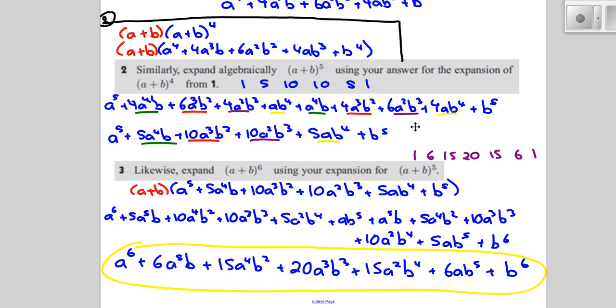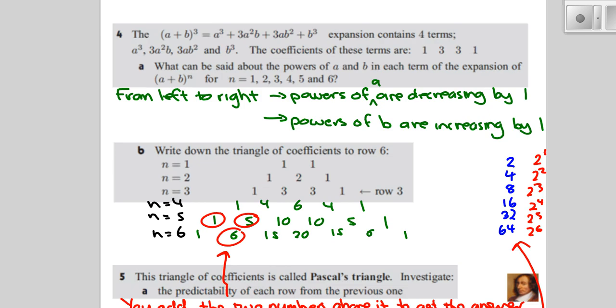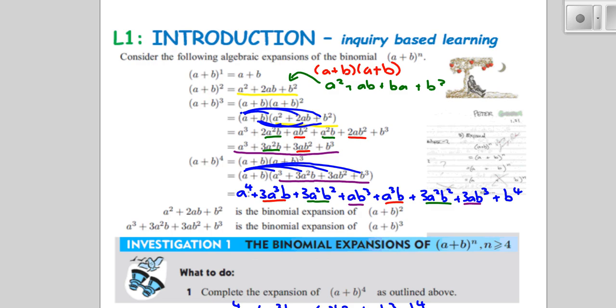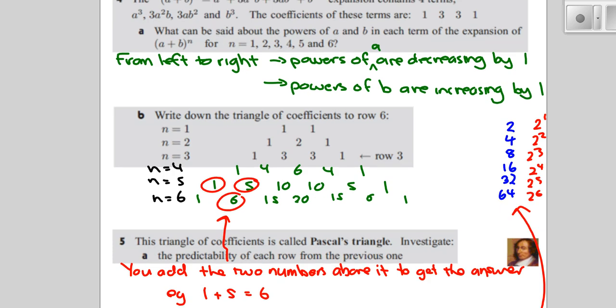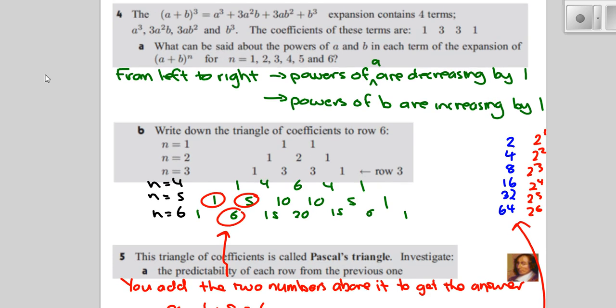So that was a painful way to do it by hand. As you can see, doing it by hand's fine for lower powers. As you get to higher powers, it becomes quite time consuming. So this is a nice shortcut method for doing it. Picked up on a pattern, a plus b cubed. You notice what can be said about the powers of a and b. From left to right, the powers of a are decreasing by 1, and the powers of b are increasing by 1. By a and b, we mean the two terms in here.